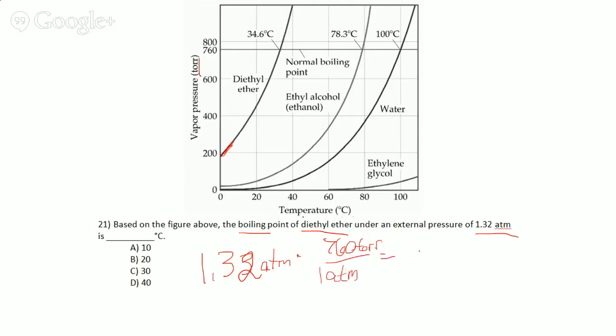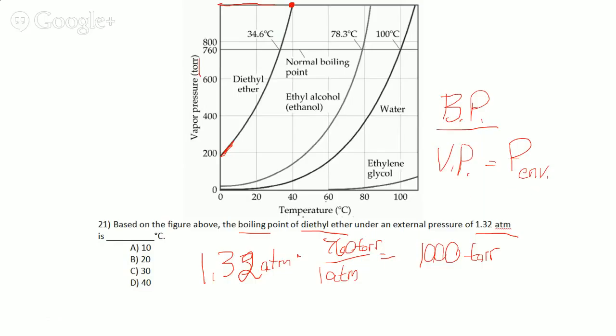So what do I get? I get roughly 1,000 torr, which is going to be like the very top of this line. So I'm going to go over, that's where it is. Now you got to remember that at the boiling point, the vapor pressure equals the pressure of the environment. So we're looking for at what temperature will these things match up. So you hit the line, you go down, and 40 degrees Celsius would be the boiling point.